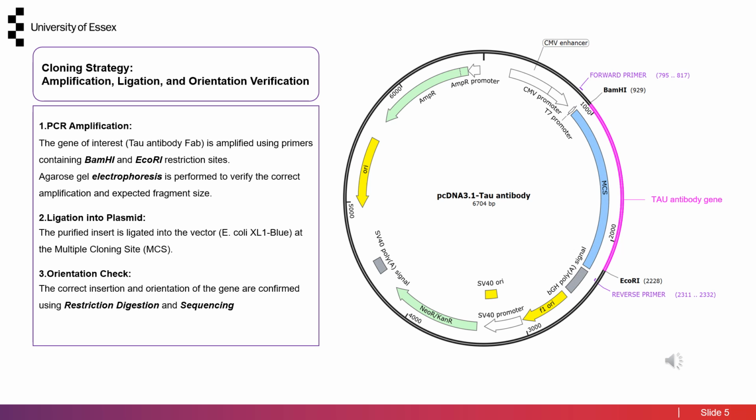Following ligation, positive clones were validated by restriction digestion to check fragment size. Finally, Sanger sequencing was performed to confirm both the correct gene sequence and orientation. For sequencing, universal primers were used. As shown in the picture of the recombinant plasmid, the forward primer was designed from the CMV promoter region, while the reverse primer was placed near the poly A signal, ensuring full gene coverage in sequencing.